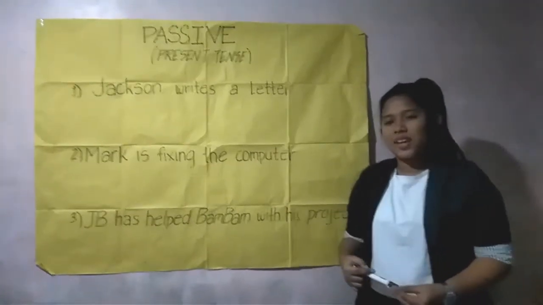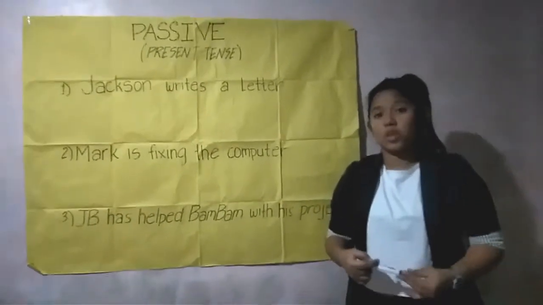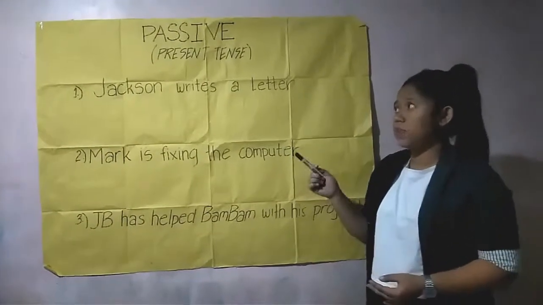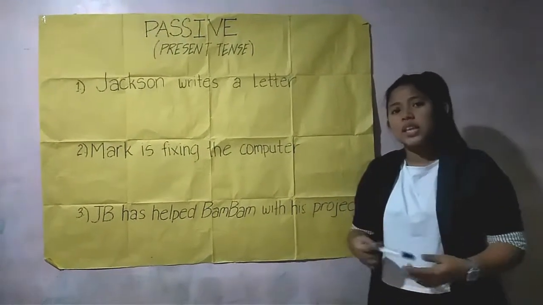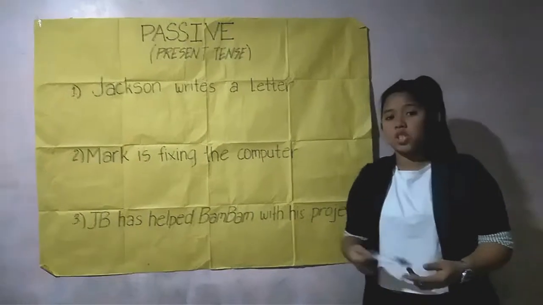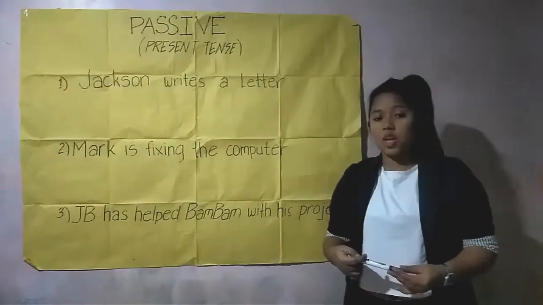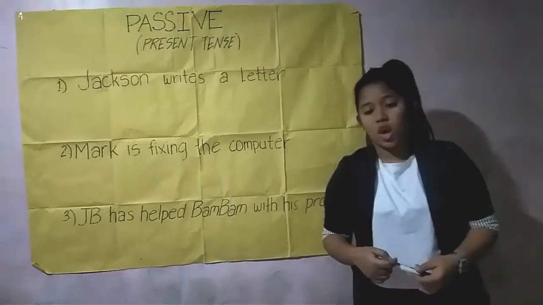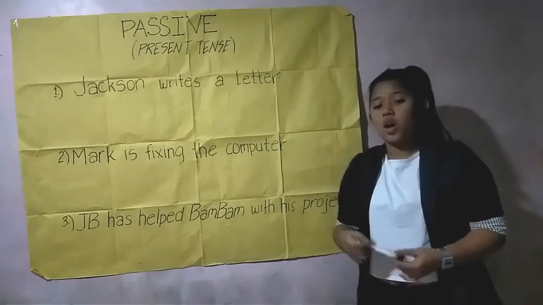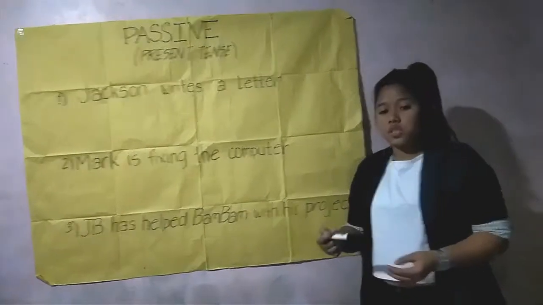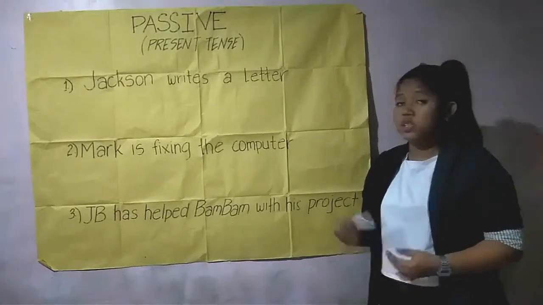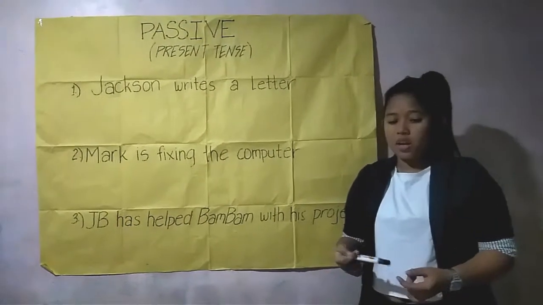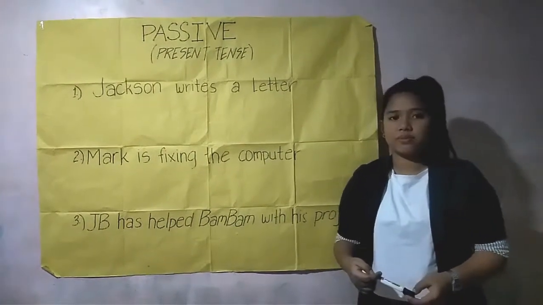Good day, class. Yesterday, our topic was all about active voice. Today, our topic is all about passive voice in the present tense. A sentence usually has a subject, an action happening, and an object. A subject is a person or a thing that we are talking about, or the doer of the action. Obviously, the action word is the verb, while the object is a person or a thing on which the action is done. It is the receiver of the action.